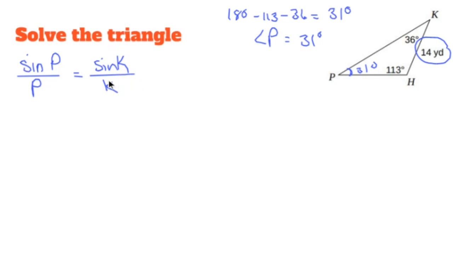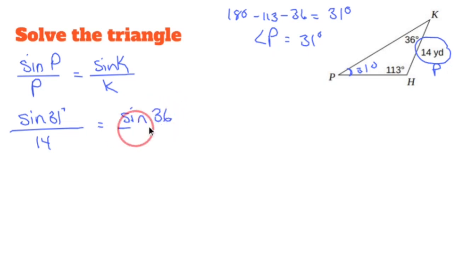Whenever you have two pairs, rather, and you have three pieces of that information, the law of sines is definitely going to be your guy. All right, so let's plug it in and see what I get. Sine of P means sine of 31 degrees over little p, which is 14. Remember, little p is the opposing side. That's going to equal sine of K, which I know to be 36 degrees, over its opposite side, so we'll call that little k.